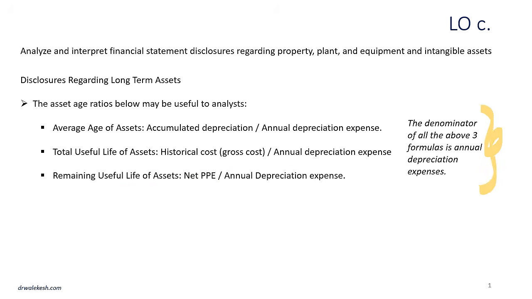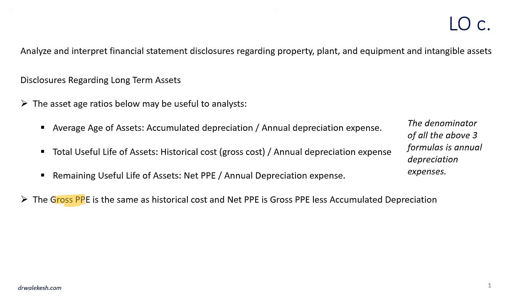So we should agree with this. All of the three formulas have the denominator as annual depreciation expense. The gross PPE is the same as the historical cost or gross cost. It is also worth noting that the net PPE is the gross PPE less accumulated depreciation.